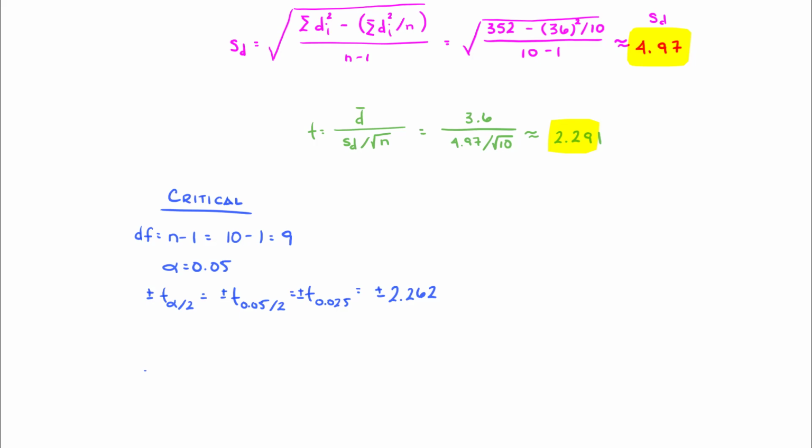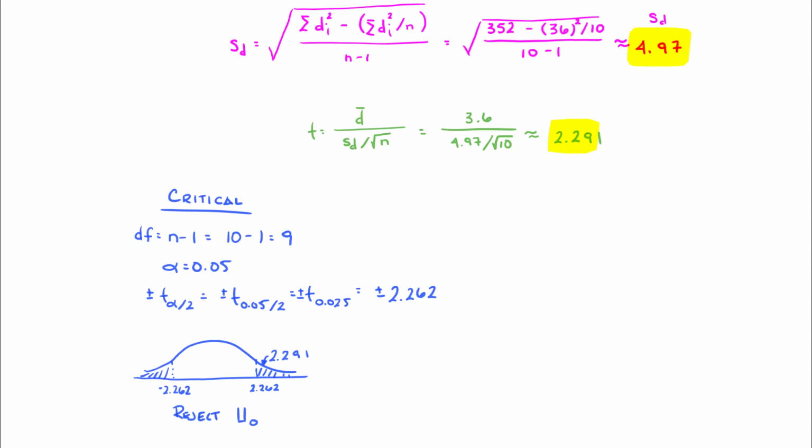And when we imagine that in the normal curve, here's positive 2.262, negative 2.262. Anything to the right of the positive value or left of the negative falls in the rejection region. And our test statistic is 2.291, which does fall into the rejection region. So we would reject the null hypothesis.